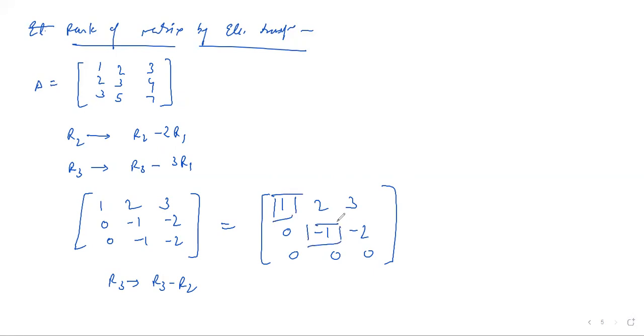So here I have to check the number of non-zero rows. The number of non-zero rows here is 2. Okay, I can clearly see that I have two non-zero rows. So from this we got that the rank of A is equal to 2 here.